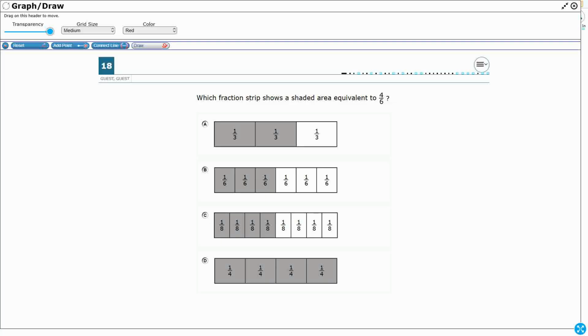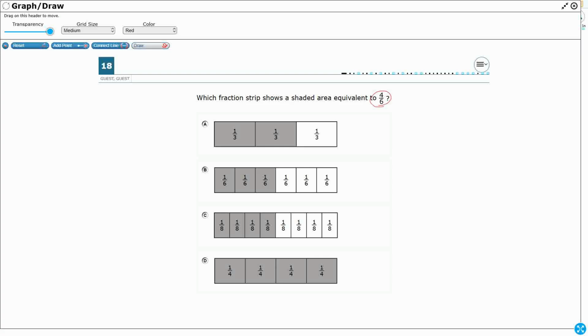All right, so we need to find a fraction strip that is equivalent to 4/6. And we've got different options here. Let's look at different ways that we could use the visuals that they give us to solve this problem. We can solve this by just performing a few calculations, but we can actually do this with our visuals here. So if I want 6 equal parts, that's what I'm looking for here.